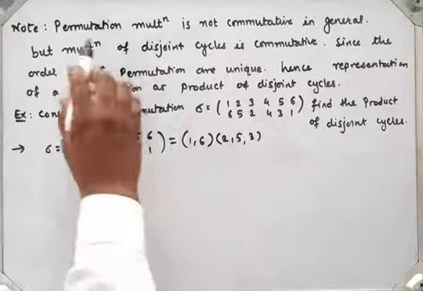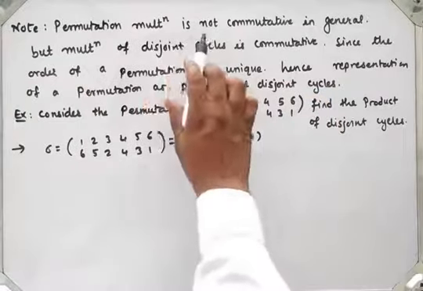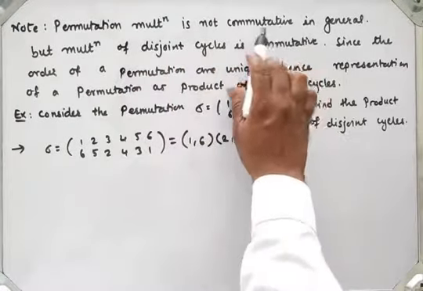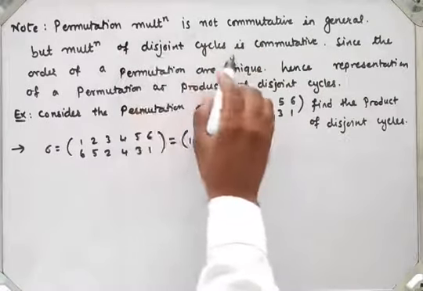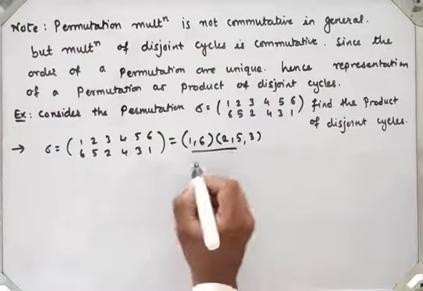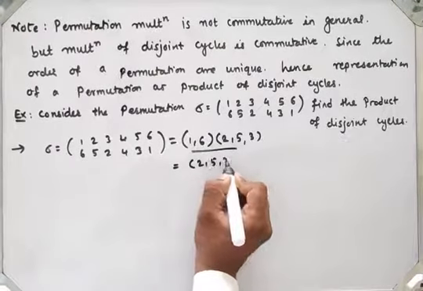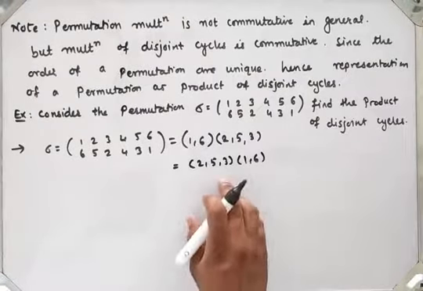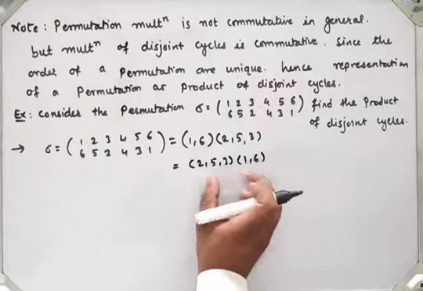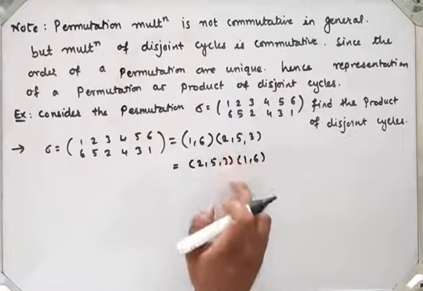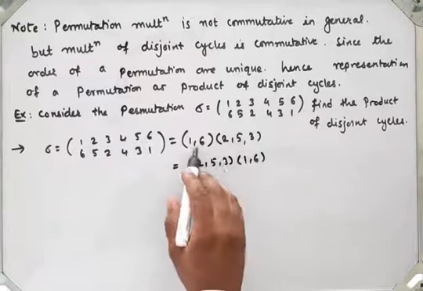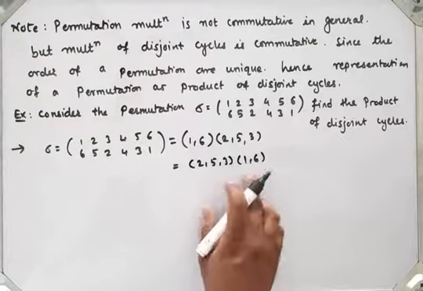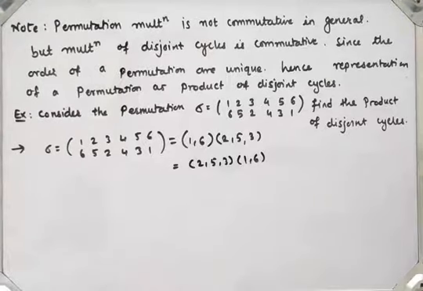We have seen in the note that multiplication of permutations is not commutative, but disjoint cycles are commutative. Here there are two disjoint cycles, which can be written as (2 5 3)(1 6). So the order of the permutations is not important here. If we have two disjoint cycles, then they commute. So multiplication of disjoint cycles is commutative, and the order of the factors (1 6) and (2 5 3) is not important.